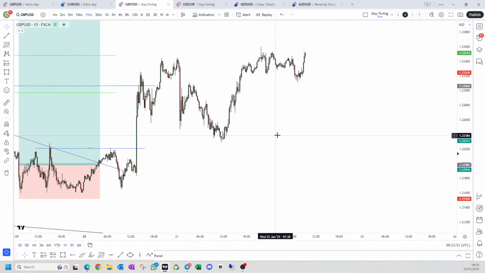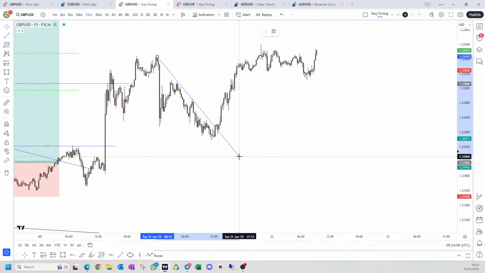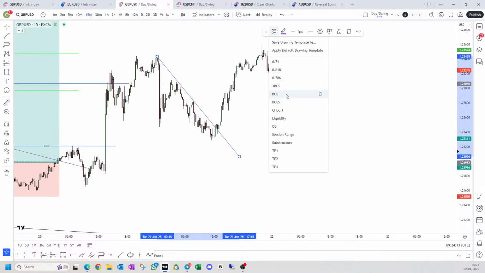What we can look to do is stack longs on the 15 minute. So we had this break of structure on the 15 minute, break of substructure on the 15 minute, and now this will be our third break of structure on the 15 minute. So we'll make that purple. Third break of structure, 15 minute.